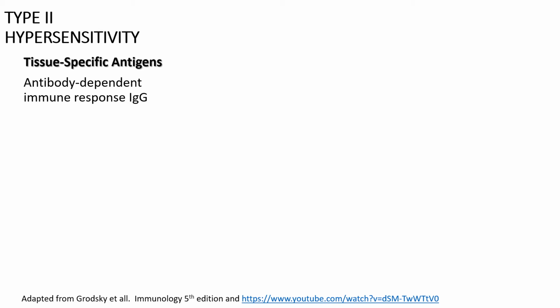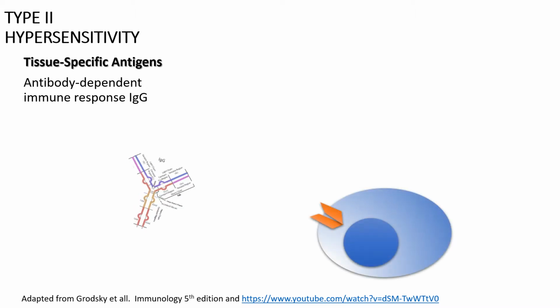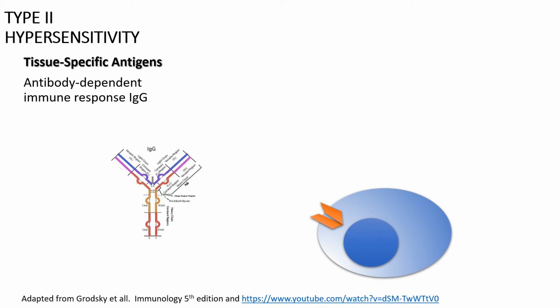Type II hypersensitivity reaction now requires tissue-specific antigens and the production of IgG. What this means is that whenever there's a cell surface receptor and the allergen or the drug that's immunogenic binds to that cell surface, we now have a tissue-specific antigen. And when the body reacts with production of IgG, this IgG will activate the complement.